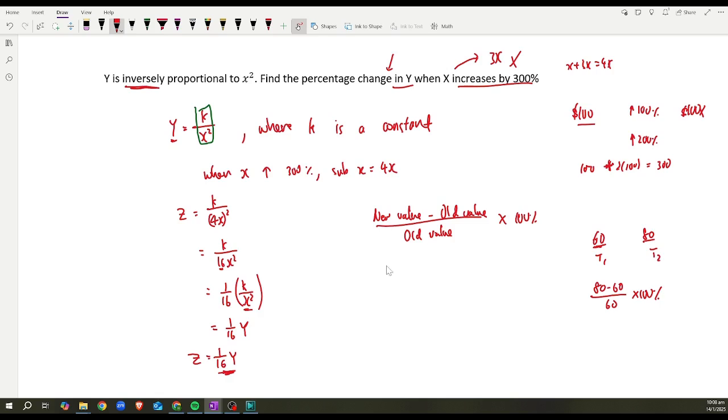So it's the same thing here, right? Our new value is 1 over 16 y, minus the old value of y, over the old value of y, times 100%. Okay, 1 over 16 y minus y. If it's confusing to think about that, just factorize out y. And then you'll have 1 over 16, because 1 over 16 y divided by y is 1 over 16, right? And y divided by y is 1. So 1 over 16 minus 1, times 100%. So you see the y cancels out. And then the rest you can just type into your calculator and get the answer, which would be negative 93.75%.